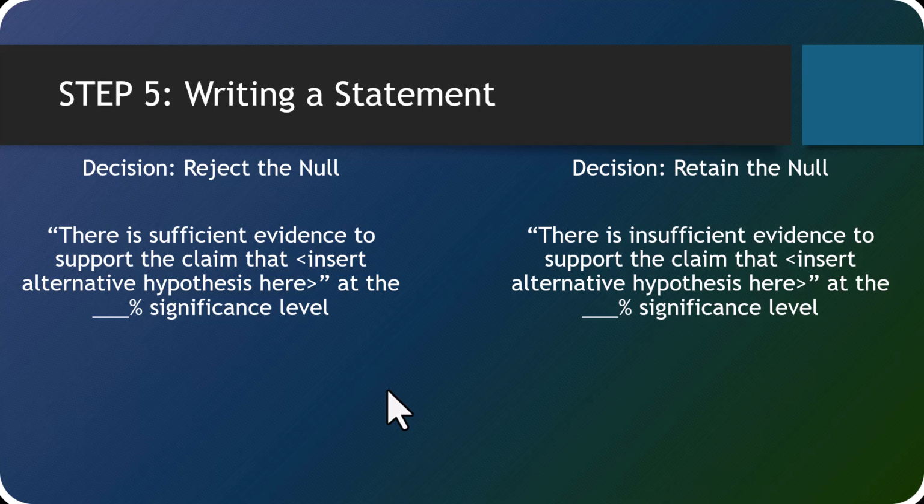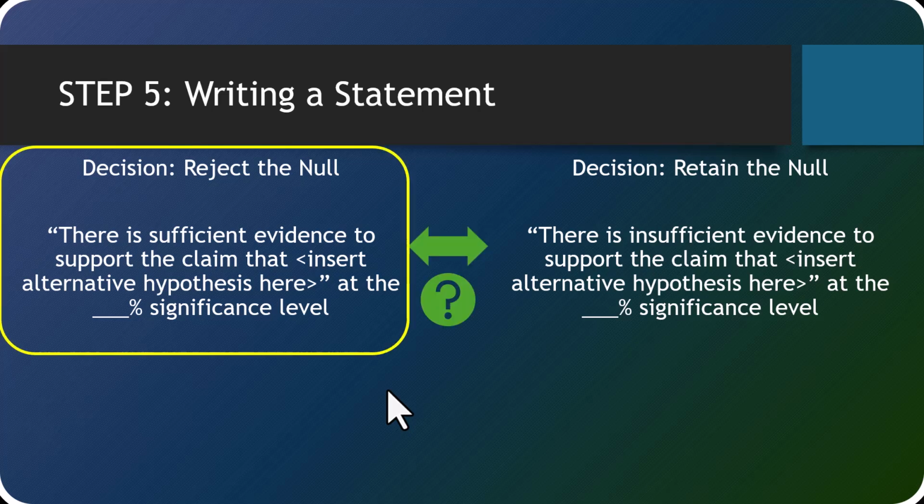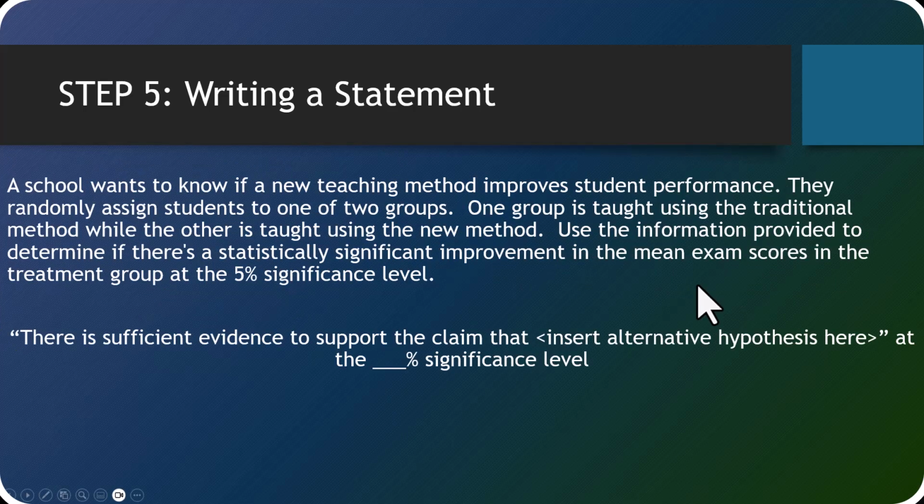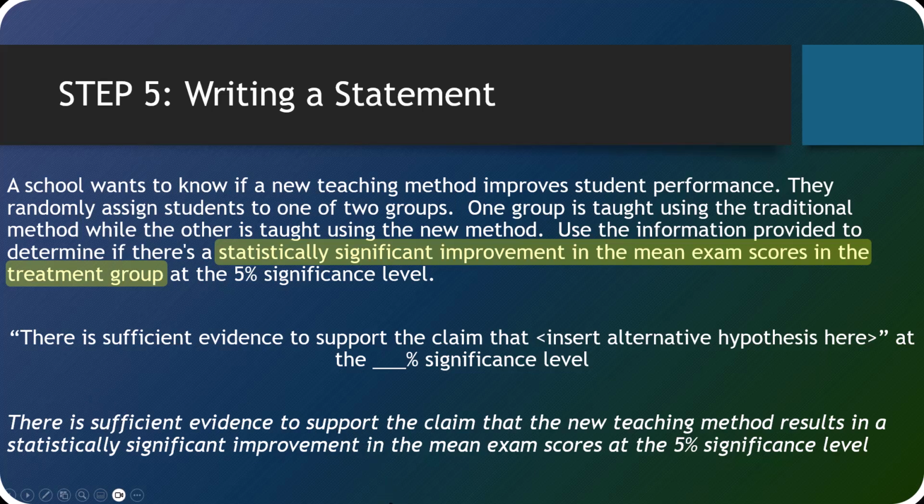So which one are we doing this time? We are going to reject the null. That's what we decided to do, right? Since our decision was to reject the null, we have to follow this formulaic statement. Where are we going to find our alternative hypothesis? We're going to lift it directly out of our problem statement. It says there is a statistically significant improvement in the mean exam scores in the treatment group. Remember, the treatment group is the new teaching method. So I'm going to say there is sufficient evidence to support the claim that the new teaching method, that's the treatment group, results in a statistically significant improvement in the mean exam scores at the 5% significance level.